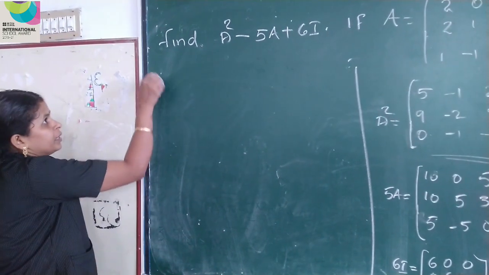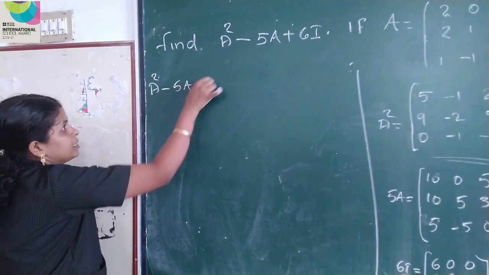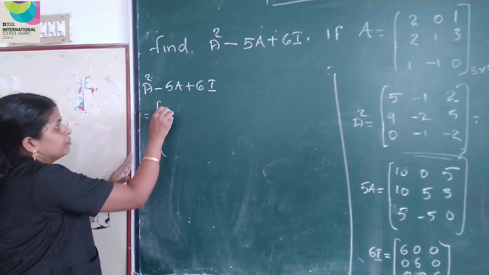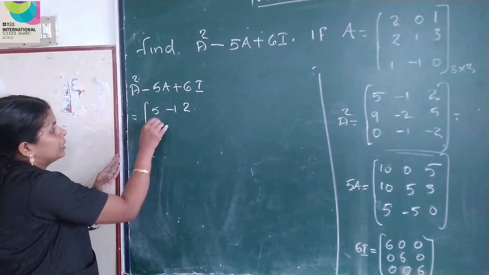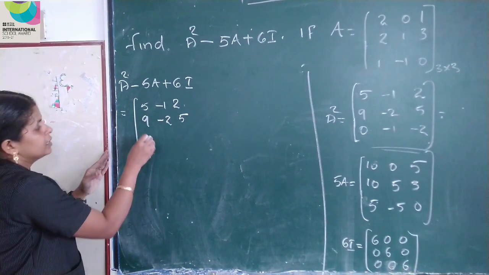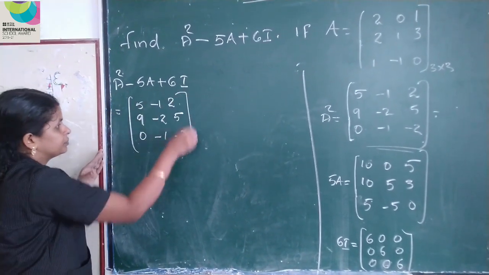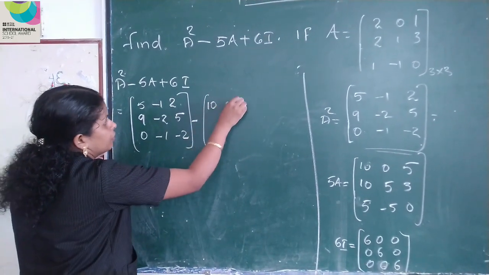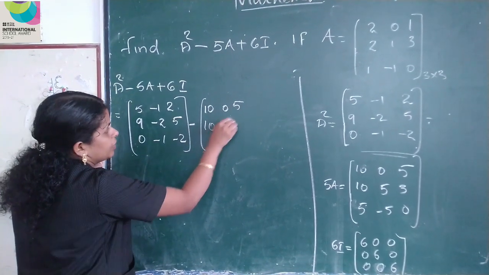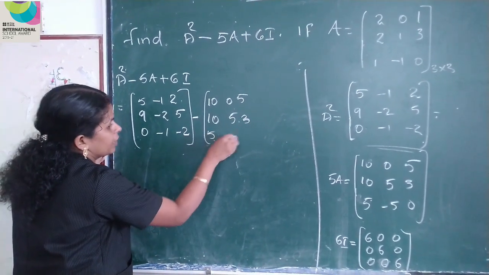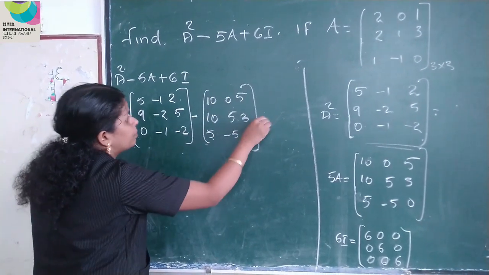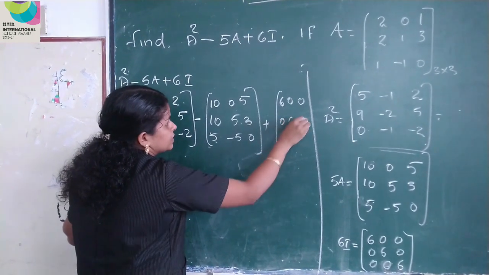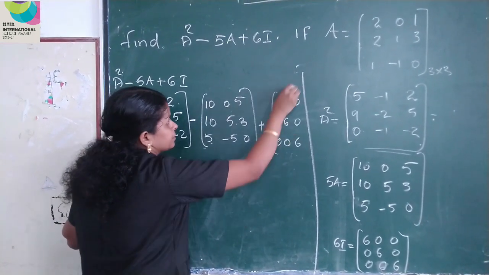That means A square minus 5A plus 6I is equal to the matrix A square. A square equals what? 5 minus 1 2, 9 minus 2 5, 0 minus 1 minus 2, minus 5A. 5A equals what? 10 0 5, 10 5 3, 5 minus 5 0, plus 6I. So 6I is equal to 6 0 0, 0 6 0, 0 0 6.